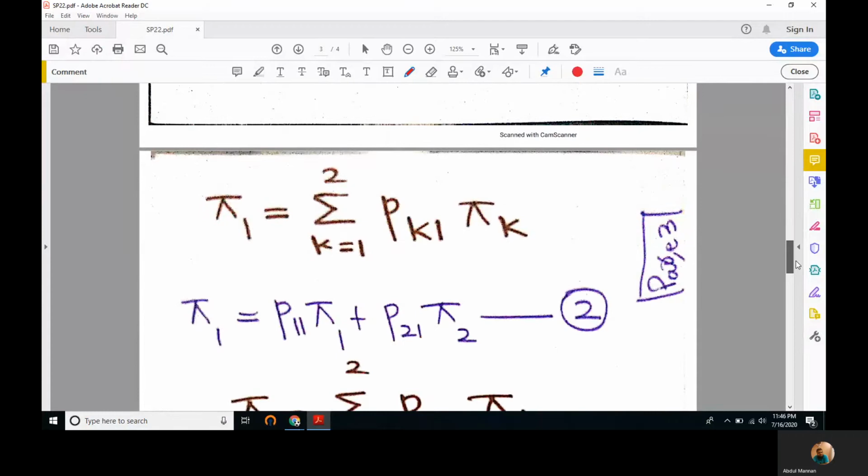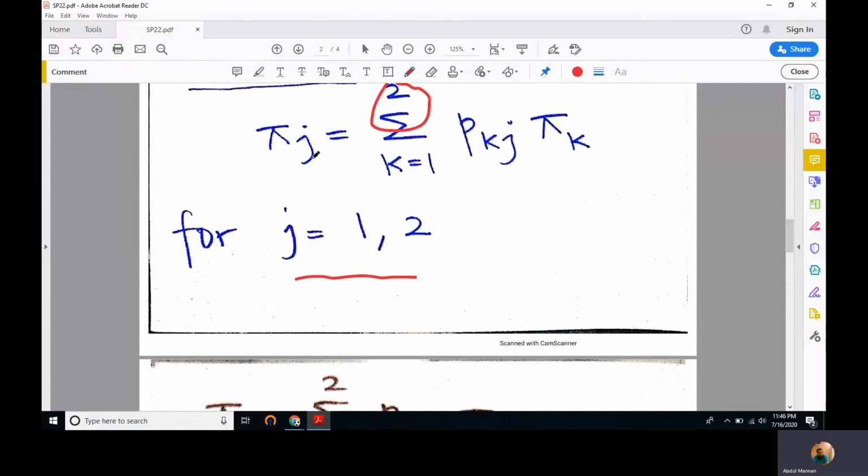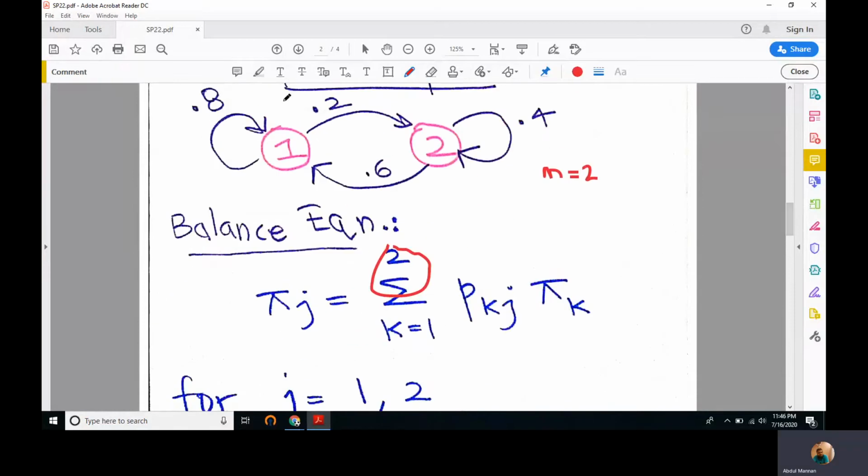So how would we compute these pi's? Let's put j equals 1 here. Let's compute the long-term probability for state number 1.